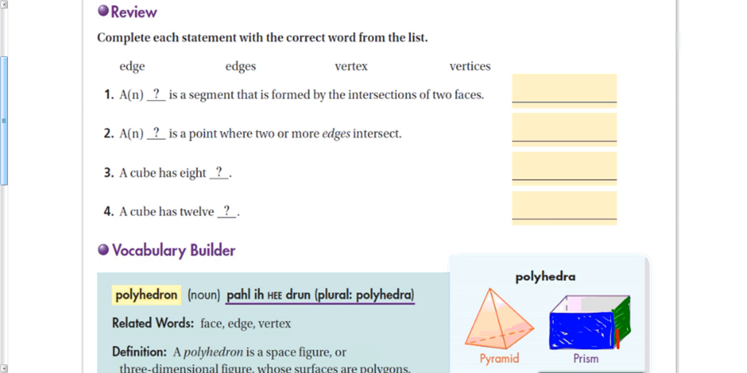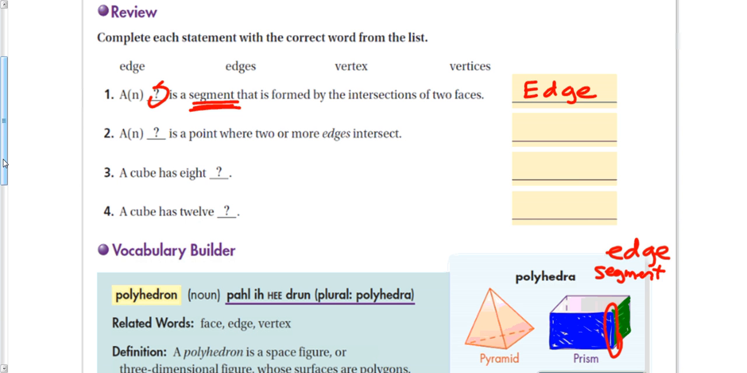And right here, where the blue touches the green, is a line segment. A segment where two faces touch is a segment. And we call this special segment an edge. So this blank right here is the word edge. An edge is a segment that is formed by the intersection of two faces. Now I'm going to go ahead and erase that and work on the next one.